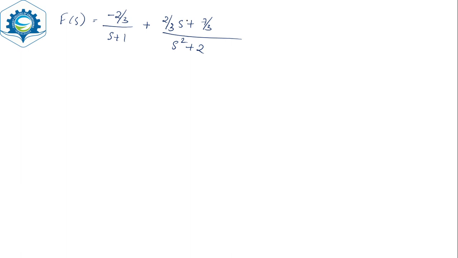Now again you can see over here there are two terms, so you can just split it in the normal manner. That will be -2/3 divided by s + 1. You are just going to share the denominator to both sides, so you have 2/3 s divided by s² + 2, plus 7/3 divided by s² + 2. Now these are the formats which you are more familiar with. So you can just find out the inverse Laplace transforms. I'm just going to leave this to you.